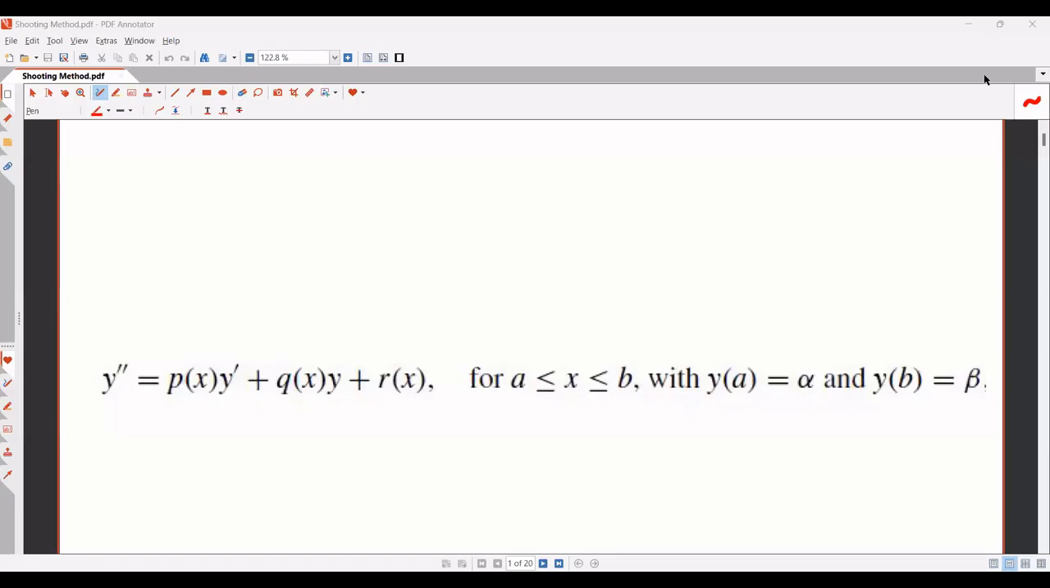All right, so the topic we are going to cover in today's lecture is method to solve boundary value problems. The name of the method is the shooting method.